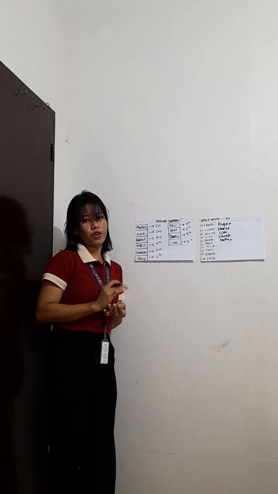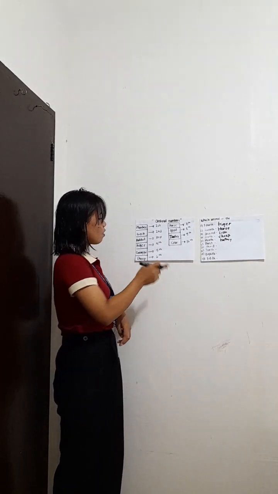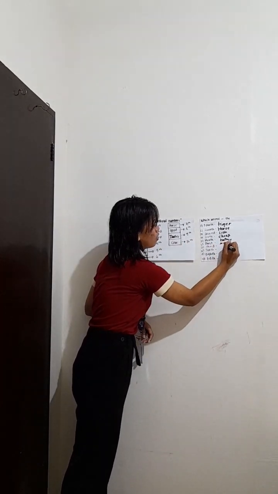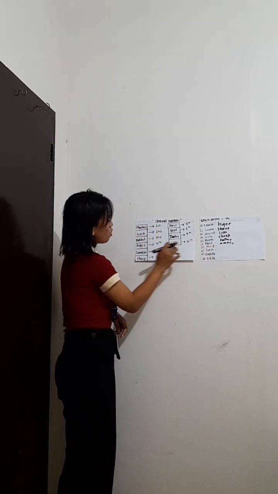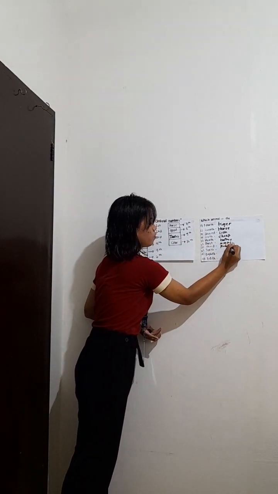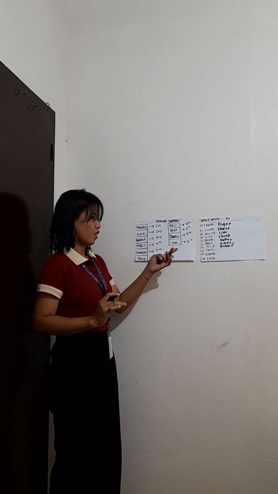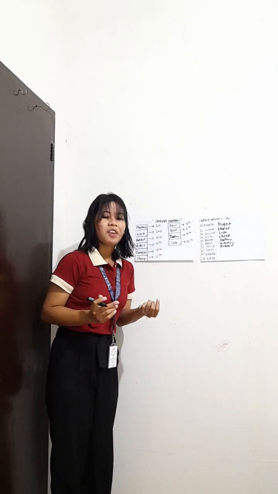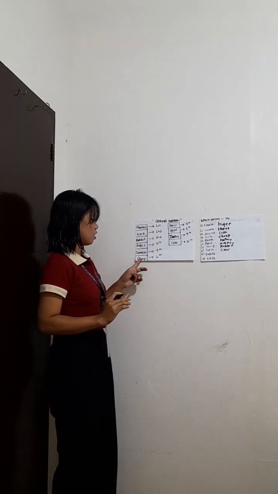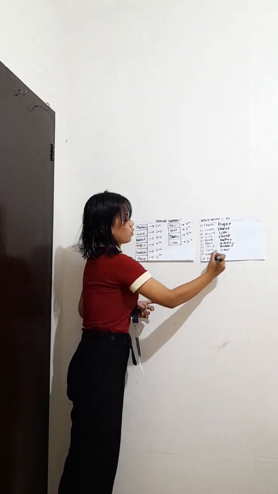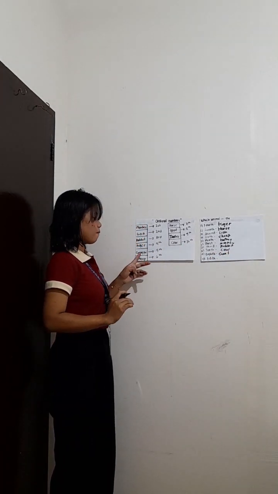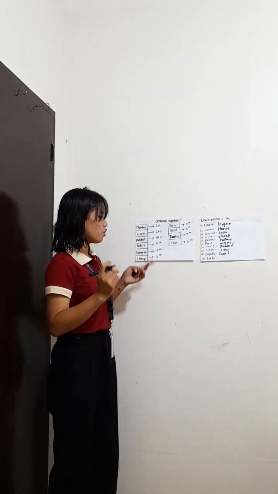Which animal is the first? Okay, very good. The first is monkey. The third. Okay, rabbit. Very good. And the tenth. Okay, the tenth is cow. Very good. And the eighth is goat. And the fifth is, very good, giraffe.